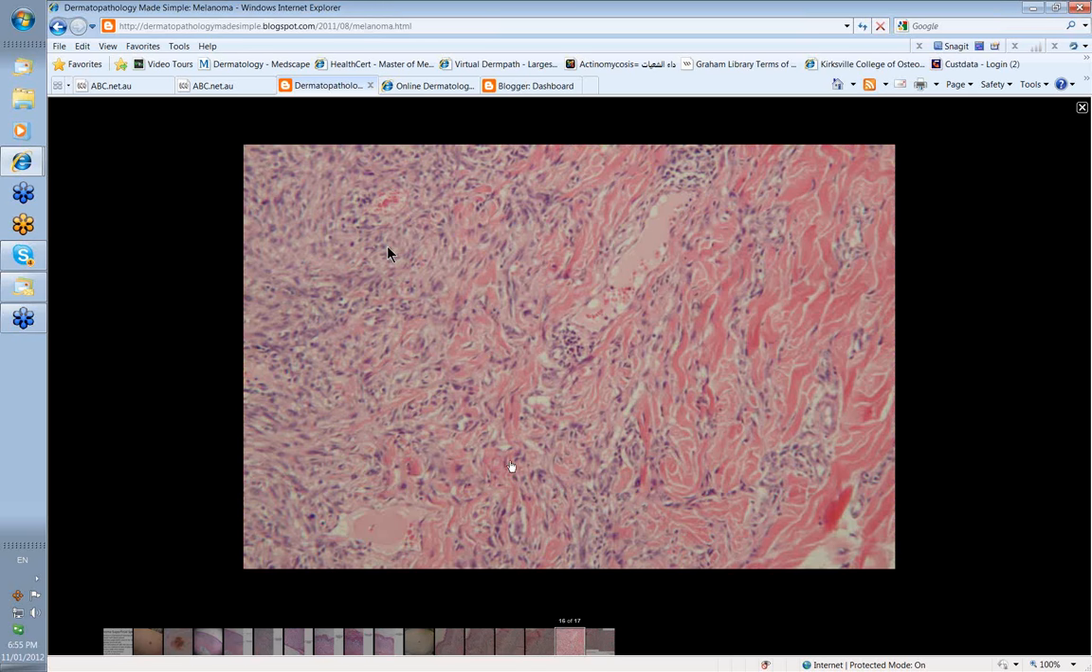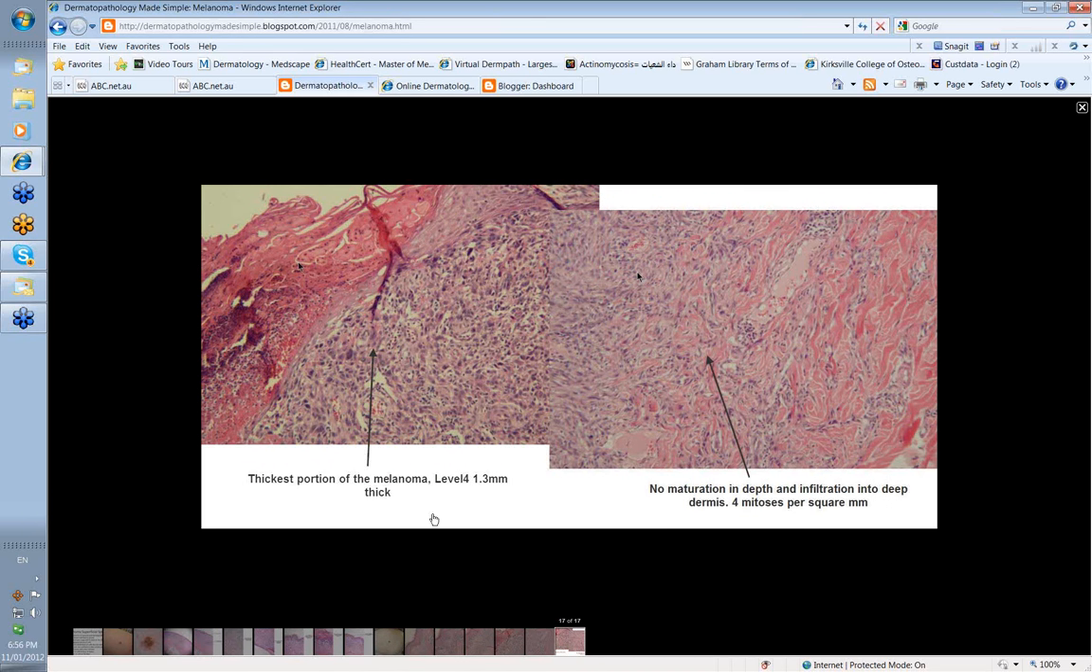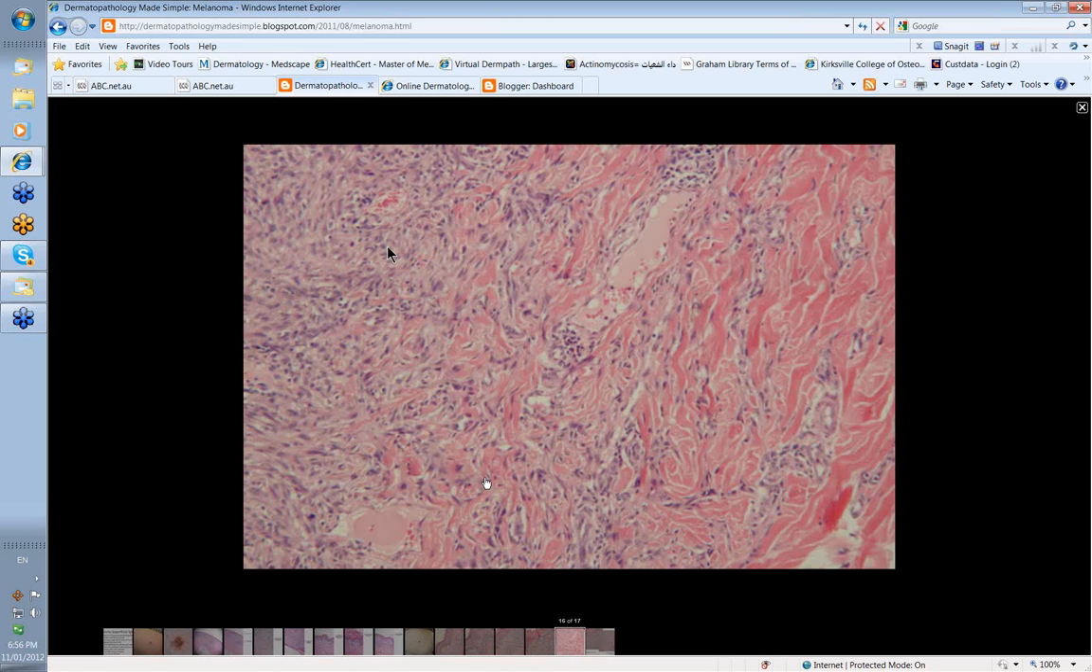And this is the base of it. You're looking here to see if there are any mitoses, and you're looking here to see if there's any maturation of the cells as you go down. They actually look a bit more spindle-shaped at the base down here. So they haven't really, sorry, we'll go back one. They haven't really showed any signs of maturation at all.